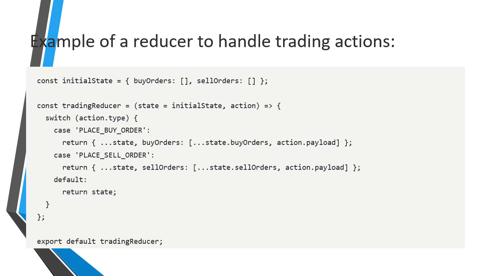Then we handle the place sell order action. If the action type is place sell order, the reducer returns a new state object, and other things are similar to place buy order. And then we write the default case. If the action type does not match any case, the reducer returns the current state unchanged. And then we export the reducer.